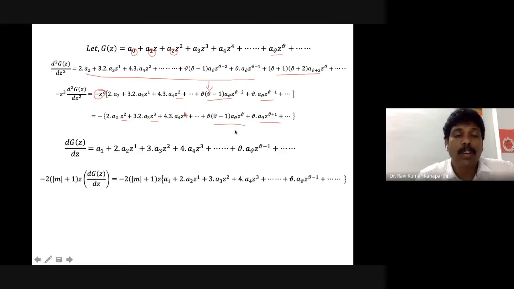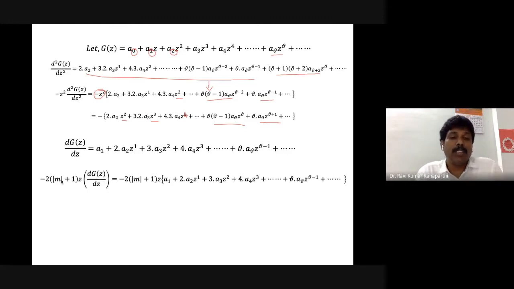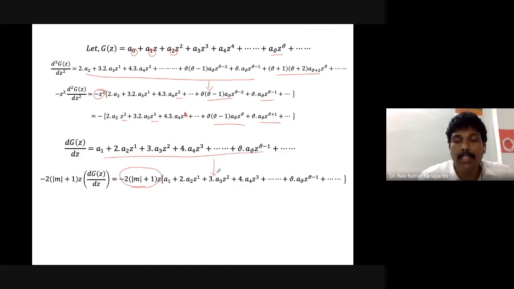Now what I'm going to do is multiply the first derivative with minus 2 modulus m plus 1 multiplied by z. So the first derivative, I'm going to multiply with this quantity. Why? Because it is there in the differential equation which I showed you in the previous slide, right? That is the second step that we are doing, and we have the first derivative here. This has to be multiplied, so that is written as such, and then here there is a z.